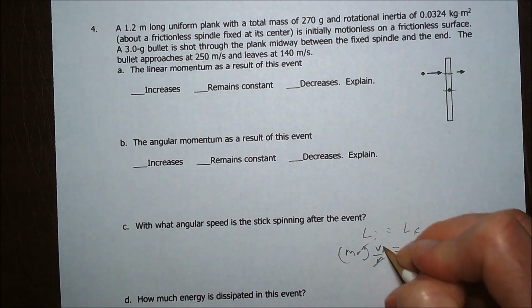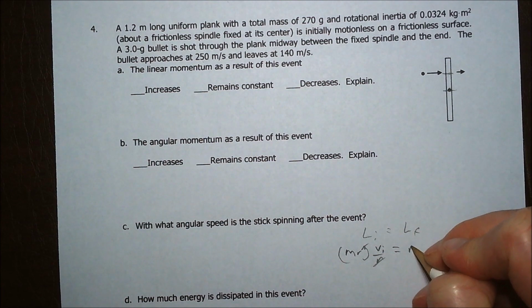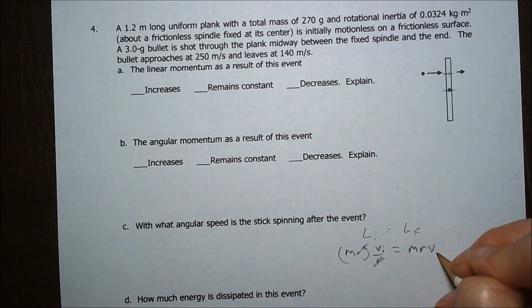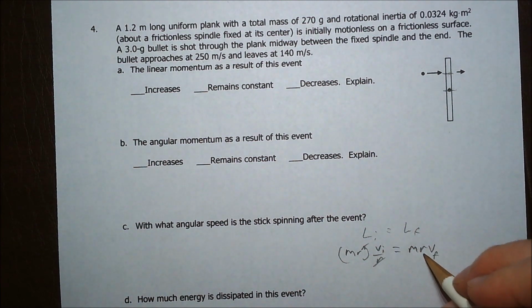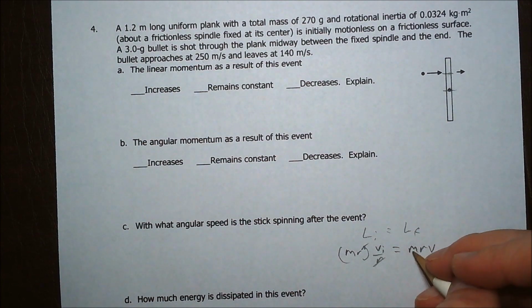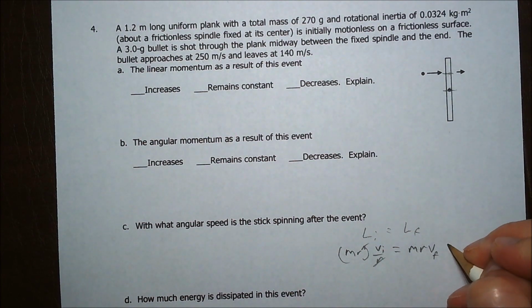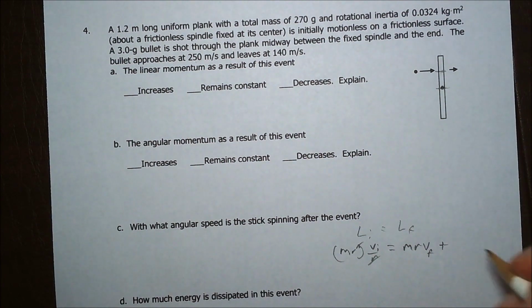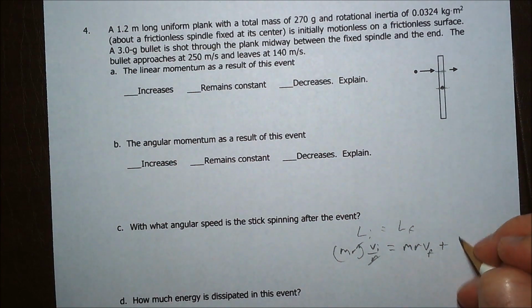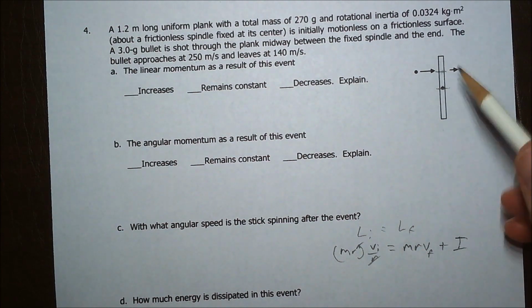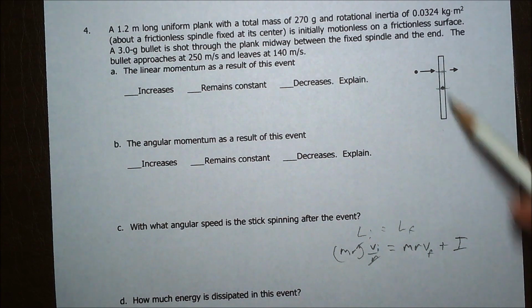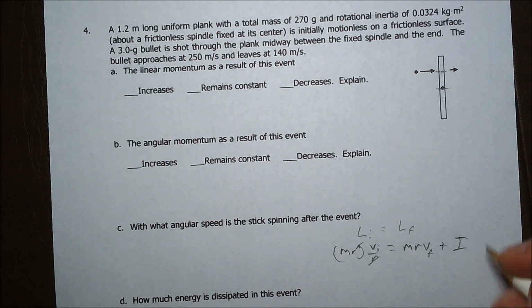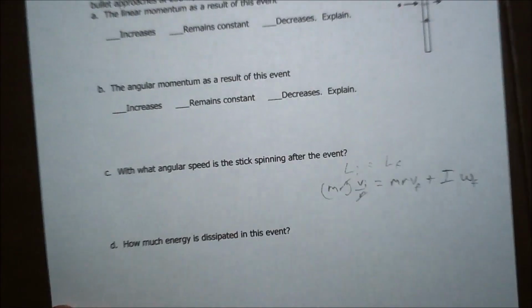So this is the initial velocity of the bullet. Afterwards, it's going to be m r v, but this is the final velocity. Again, this is 0.3, and this is for the bullet. So make sure that's in kilograms. Plus I of the, what do we call this, the plank, which they tell us what that is, times the final angular speed. So we could solve for the final angular speed.